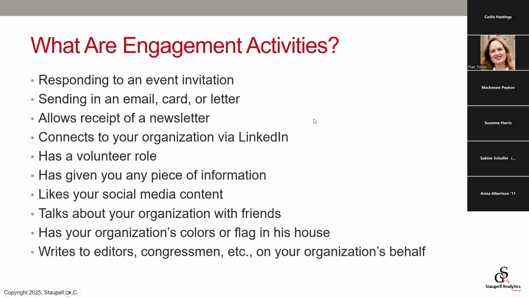If I connect to you via LinkedIn, you can find me that way because I have a first name and last name on LinkedIn. If I have a volunteer role, and there are tiers of volunteer roles if you want to get complicated with your scoring, or I've given you any piece of information. I have something I've talked about forever now, the information score. If I give you my spouse's name, my children's names, where I work, and whether or not my company is a matching gift, those are 4 things I wouldn't give an organization that I didn't care about. So that's important.